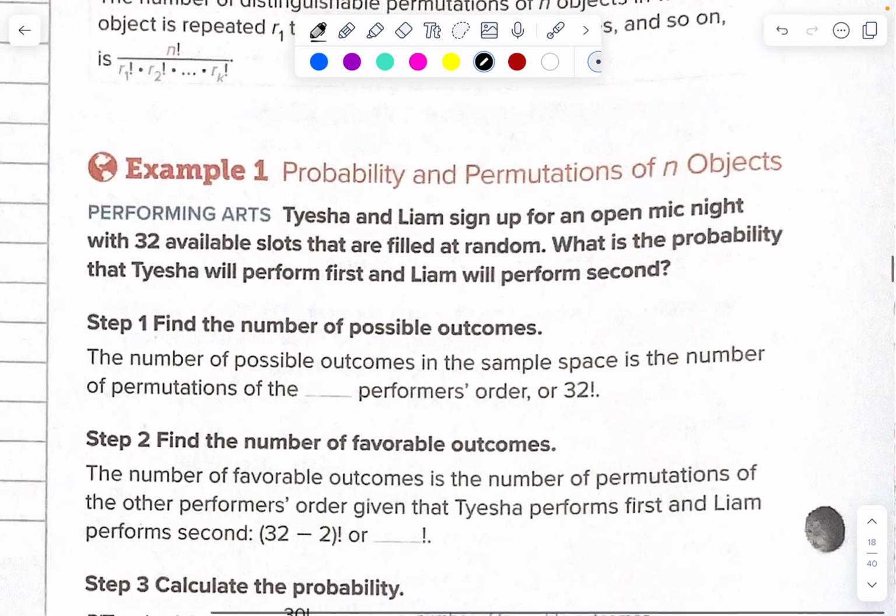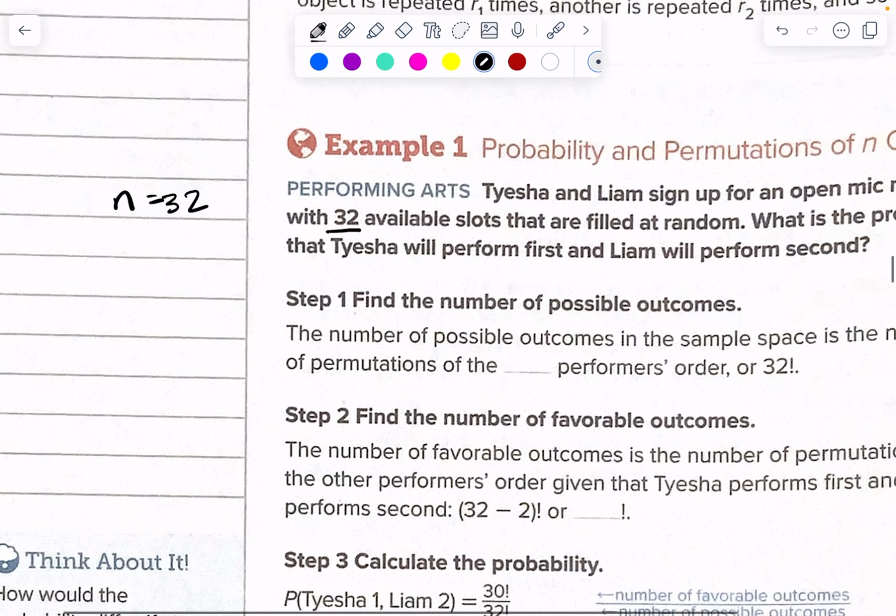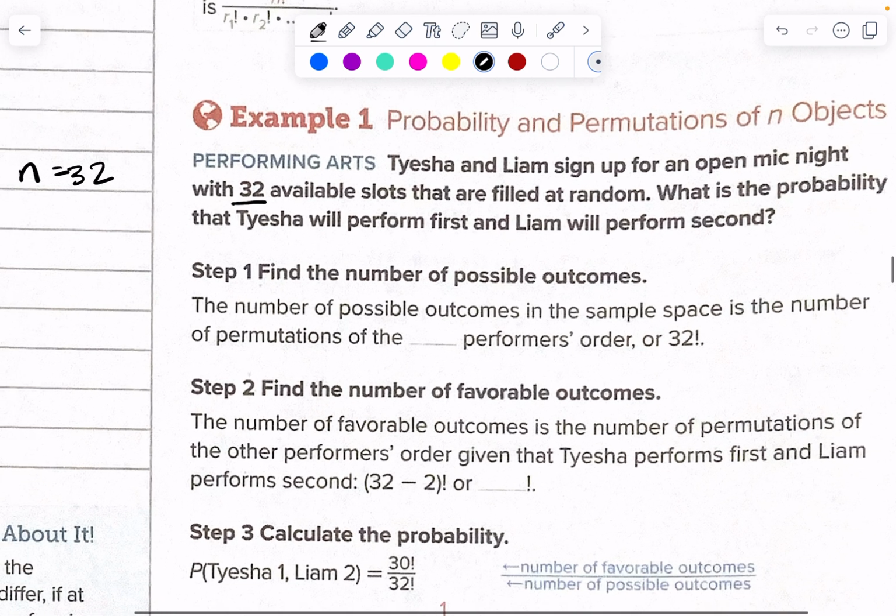Example 1. Taisha and Liam are signed up for an open mic night with 32 available slots. Okay, so 32 is going to be a variable, and that is going to be your N, right? That's the total number that I have. What is the probability that Taisha will perform first and Liam will perform second?